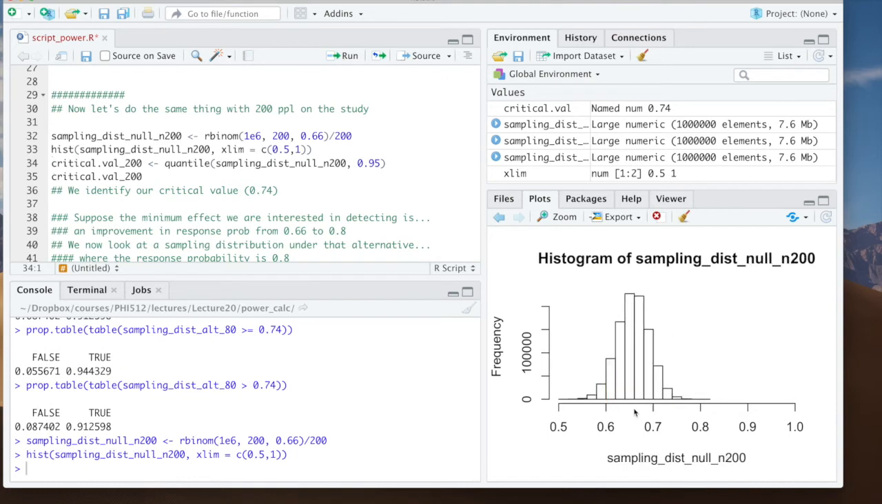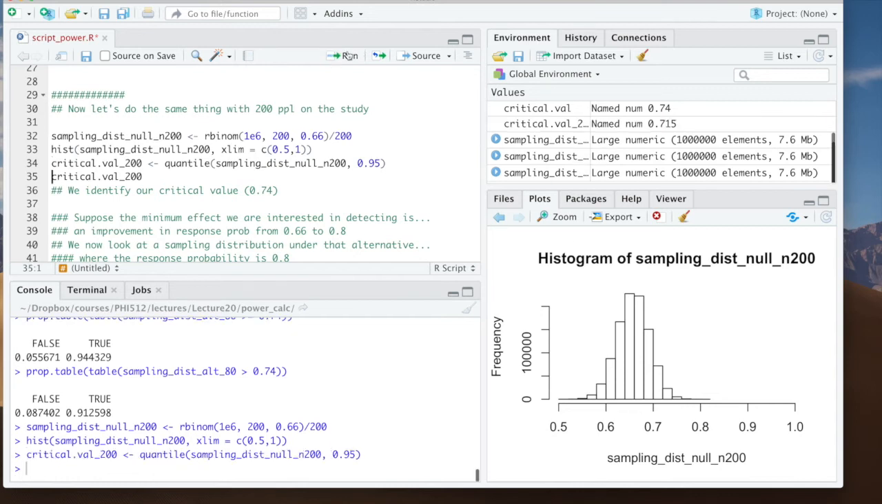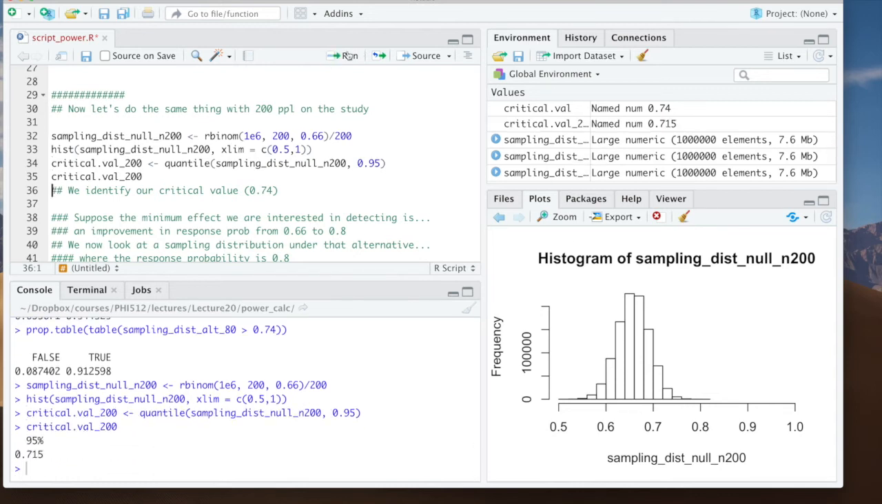now this is a sampling distribution for the proportion of patients who respond to remdesivir when the null hypothesis is actually true, when in fact each patient has a 66% probability or chance of responding, right? And so again, we use this to identify our critical values, our critical value in this case for a one-sided test, and we see now our critical value is 71.5%, where before our critical value was 74%.